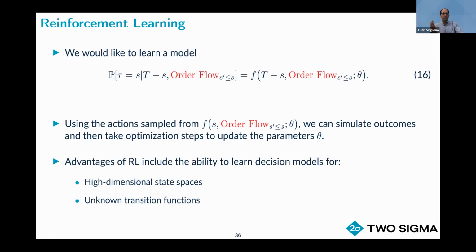The advantages of reinforcement learning, as I mentioned before, are that we can try to learn a decision model when the state space is very high dimensional and when the state dynamics are unknown, which are both true for order books.